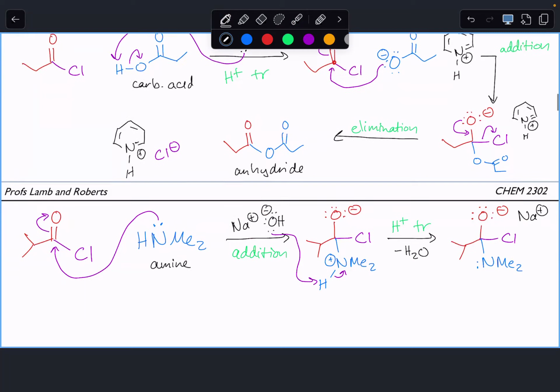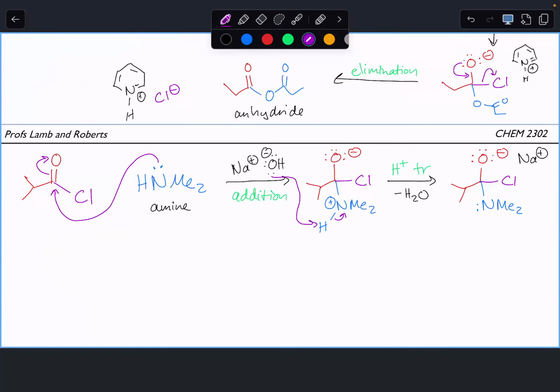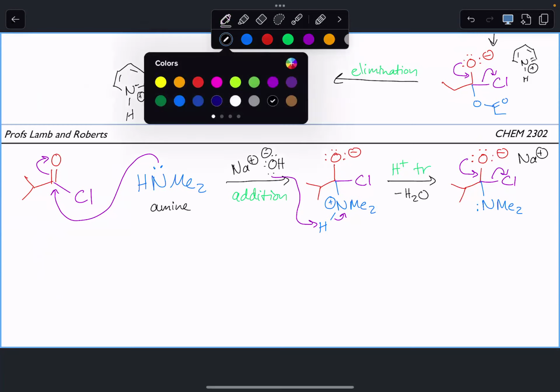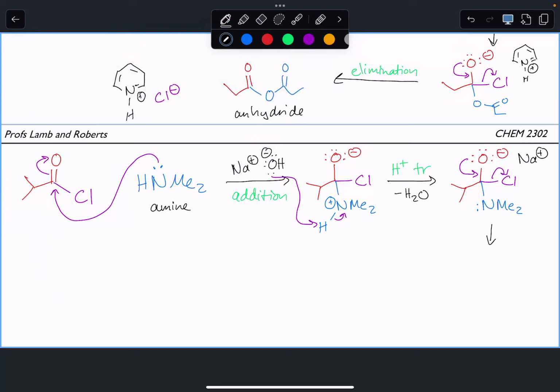Now we're ready to do our elimination step. Push down to reform the double bond. Leaving group leaves. Nothing is different. This is elimination. And now we have formed an amide, right? So using an amine nucleophile gives us an amide. And then our byproduct in this case is sodium chloride.